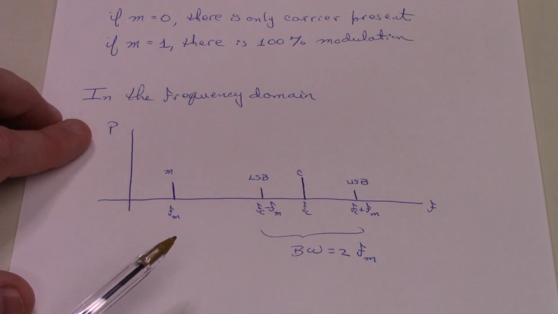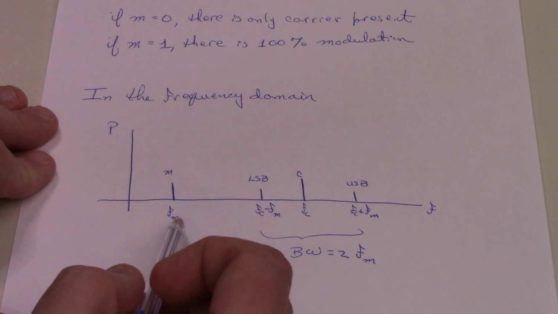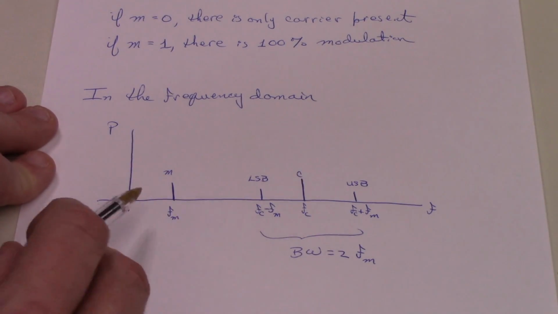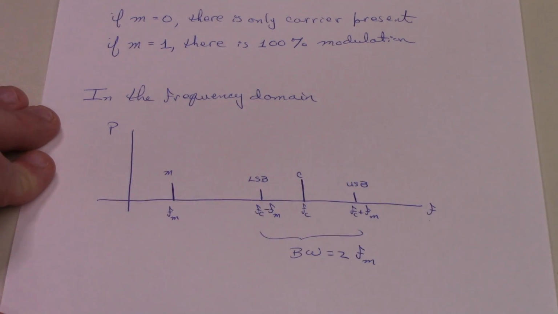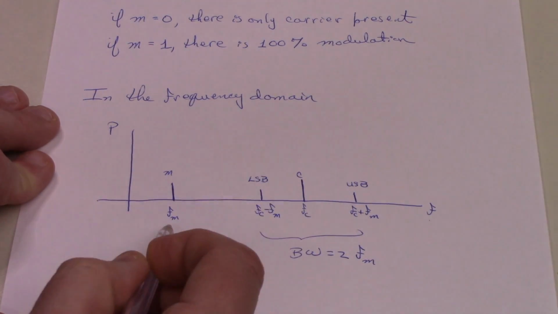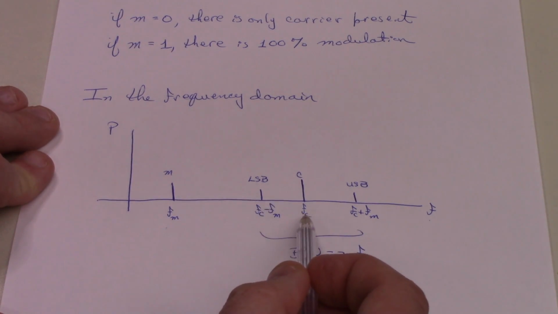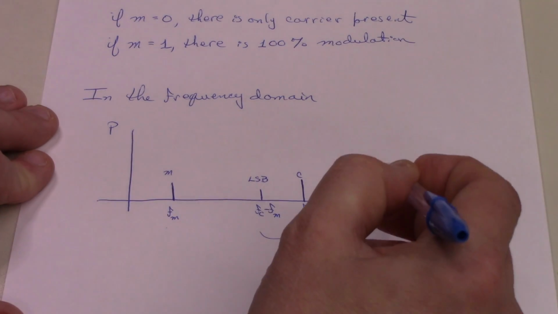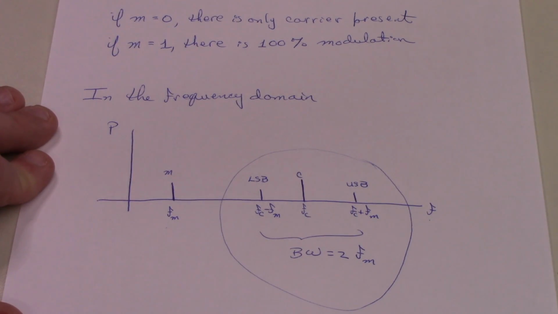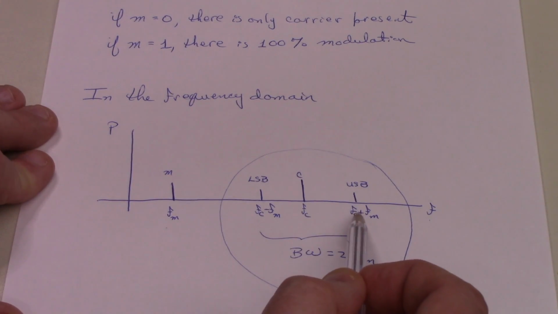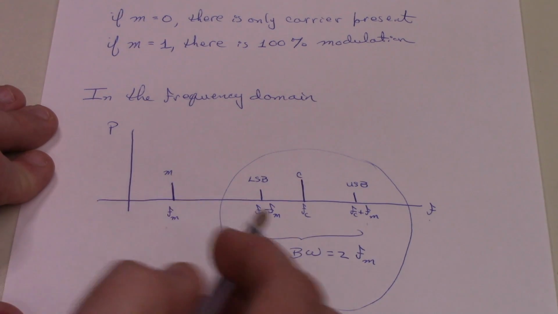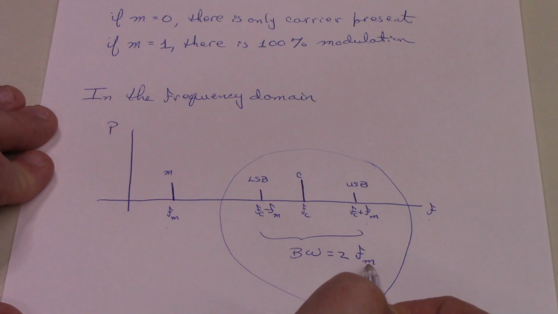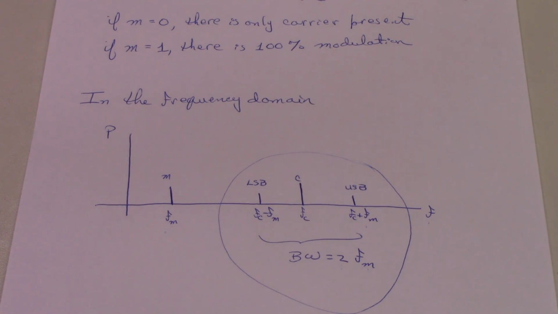If you plot out the power or the energy, similar, power and energy are related to one another, as a function of frequency now, you will see a spike over here at the modulating frequency. Then you have the carrier frequency, and you have an upper sideband and a lower sideband. And this constitutes the amplitude modulated signal. And it has a bandwidth, which is given by the difference between the highest frequency and the lowest frequency, in this case. So this will be 2 times the modulation frequency. And that's how wide an amplitude modulated signal is.